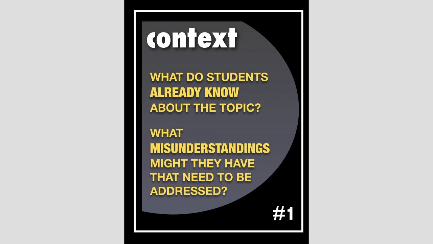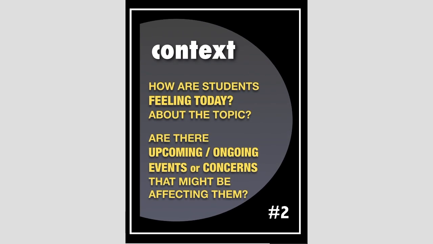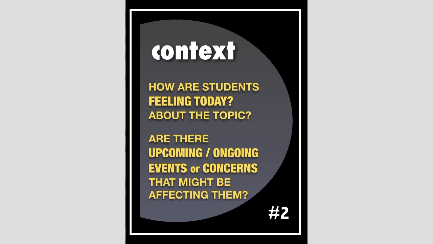So in summary, here are questions you may want to ask if you want to address the context of your students. What do students already know about a topic? What misunderstandings might they have that need to be addressed before we even plunge into the topic? So this would be prior knowledge, this would be academic context. How are students feeling today? And how are they feeling about the topic? Are there upcoming or ongoing events or concerns that might be affecting them today? So this is referring to the psycho-emotional context or their current mood.